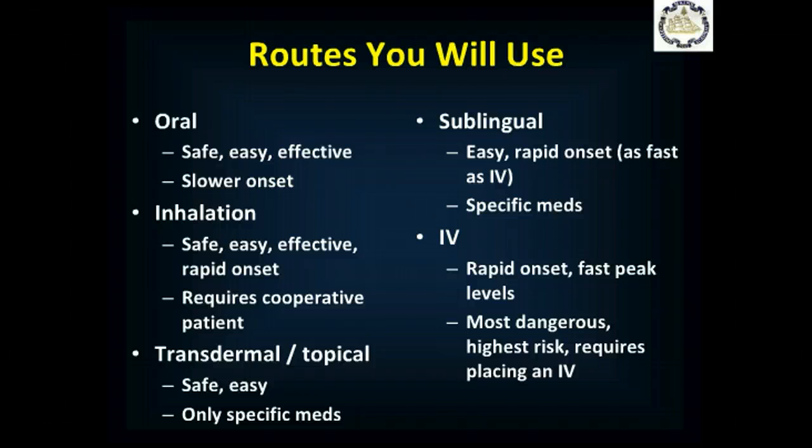You might give it across the skin. There are only a few medications that we can do this with. Transdermal are ones that absorb through the skin into the body and are circulated just as if someone had taken it by mouth or by IV. Topical are ones that are designed to act on the skin. Sublingual is given under the tongue. It's very easy and the onset is rapid, as fast as giving the medication IV. There are only a few medications we do this with, and the one you're most likely to use is nitroglycerin. IV medications, you get very rapid onset and the peak levels are reached very quickly.